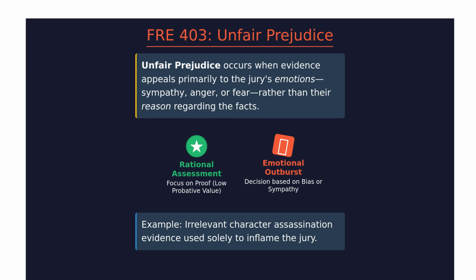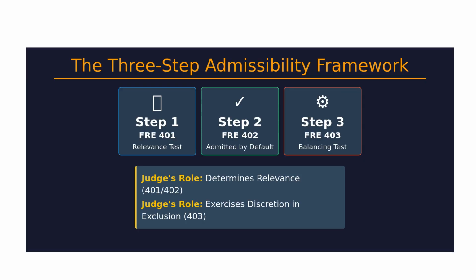proving the case. Having thoroughly examined the balancing required under Rule 403, let us now consolidate everything we have learned into the definitive three-step framework for evidence admissibility. This sequence is your roadmap for the bar exam. Step 1 is always Federal Rule of Evidence 401. Is the evidence logically relevant? Does it make a fact of consequence more or less probable?